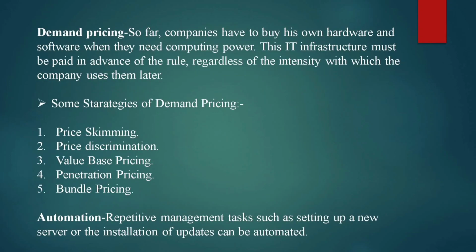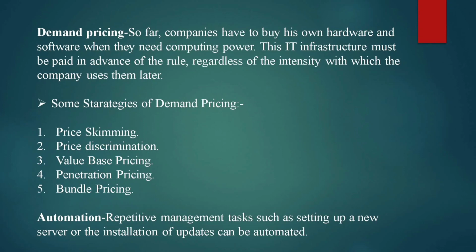Then the next property is demand pricing. So far, companies have had to buy their own hardware and software when they need computing power. This IT infrastructure must be paid for in advance, regardless of the intensity with which the company uses it later. Here are some strategies of demand pricing. The first strategy is price skimming. That means a high price is set initially to increase the perceived value, and then the price is gradually decreased to increase the customer base.